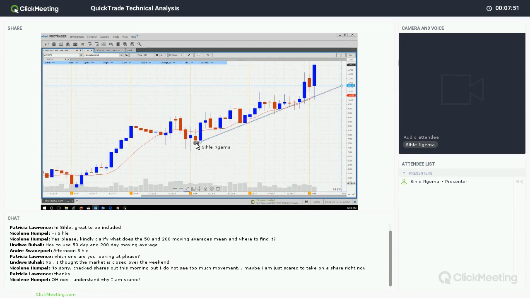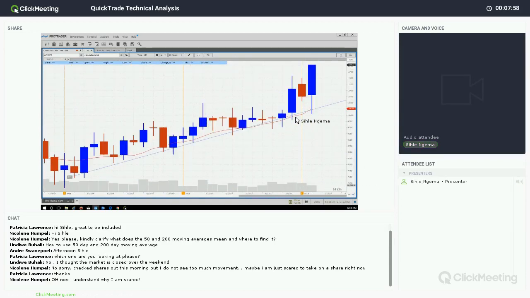Okay, you have a trend line here on AVI, a rising trend line. You have our moving average here being touched, and you have the stock reversing and moving higher.